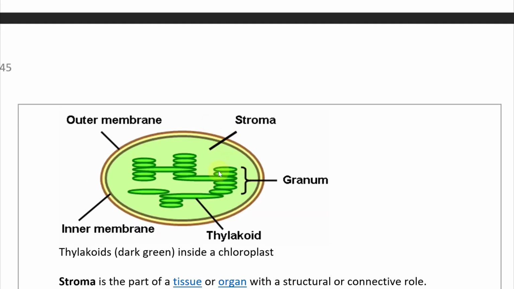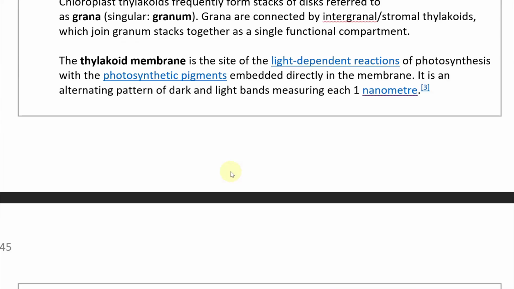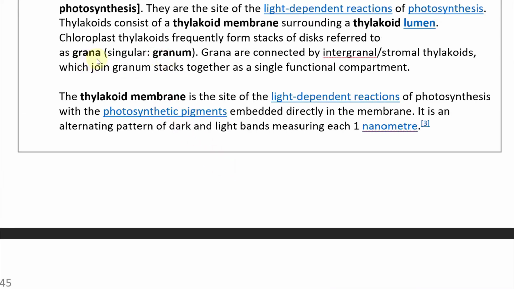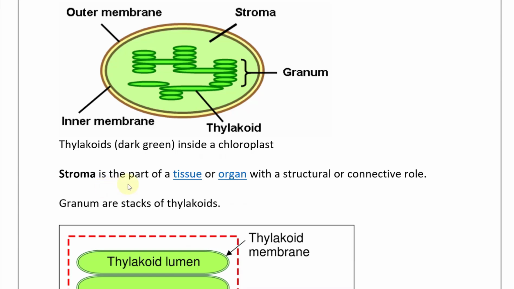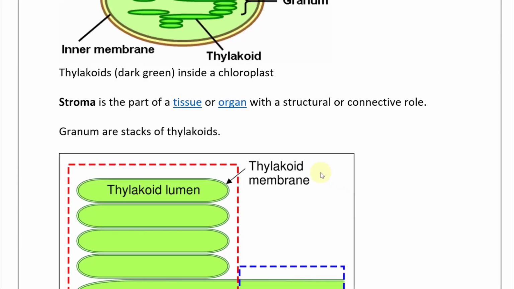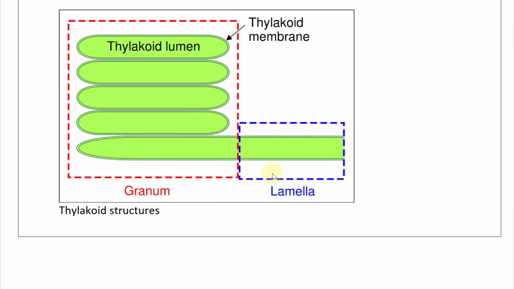It's forming these stacks called granum. Granum is singular for one of them, and then grana for multiple. So there's 3 grana or 4 here. And these are the connective or stromal thylakoids. So stroma is the part of the tissue or organ with a structural connective role, and granum are stacks of thylakoids. Going further, here's another illustration.